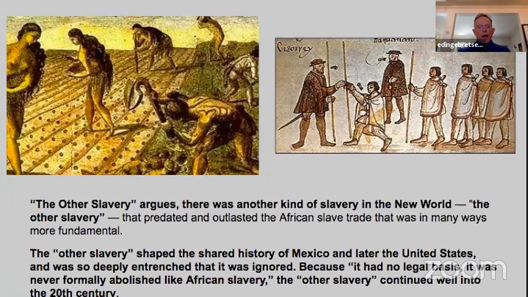The Other Slavery by Rodezan argues that there was a different kind of slavery. Rodezan predated and outlasted the African slaves. So the Other Slavery shapes the shared history of Mexico and later the United States. The encomienda, which is something like what we would call the servitude that would be part of indentured crop sharing or different sorts of ways, some kind of model by which the encomendero would take care of the enslaved person, but they would do the work for him.